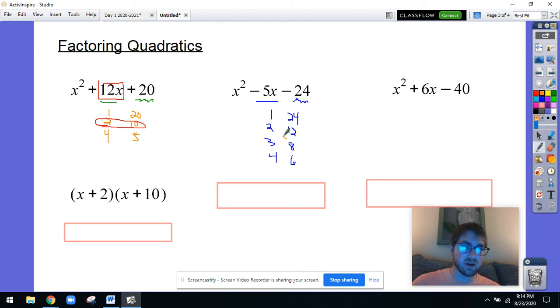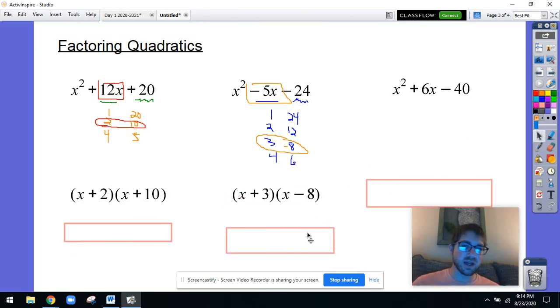If you took a moment to think about it, hopefully you notice that it is 8 and 3. Now, for that to work out, though, one of them has to be a negative number, and which one is it? Well, since this is negative 5, I know that it's 3 minus 8 that would give me negative 5. And then when you multiply them, 3 times negative 8, that gives you negative 24.